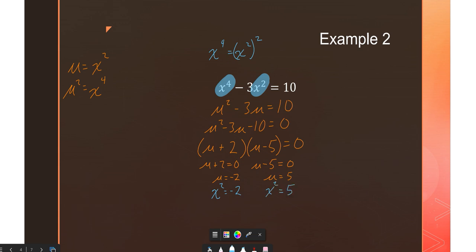So when we take the square root of both sides, so the square root of negative 2, well, because we're taking the square root of a negative, we're going to have an i for the imaginary unit, and we also need to consider positive or negative. So we get plus or minus i root 2, and the square root of 5 is just going to be plus or minus the square root of 5. So our solution set is x is equal to plus or minus i root 2 and plus or minus square root of 5.